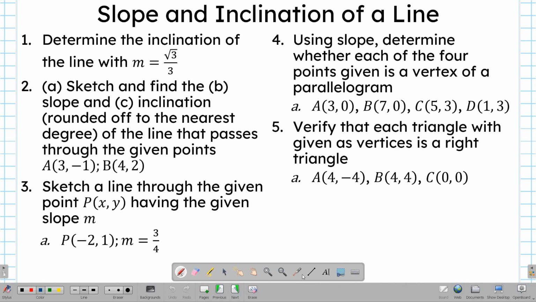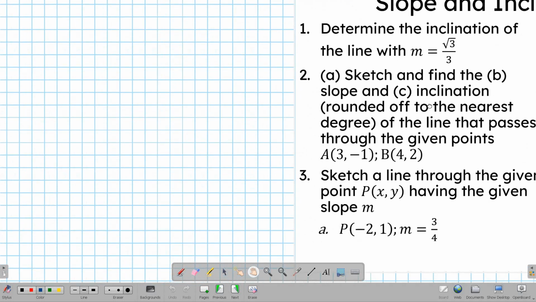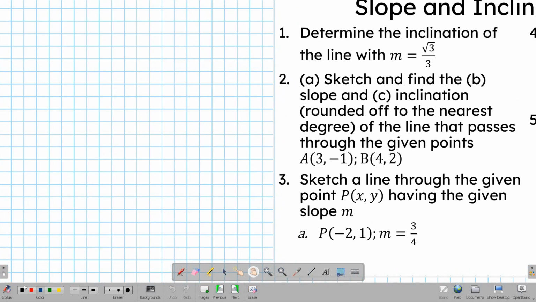So let's have some problem solving involving slopes. First, we are asked to determine the inclination of the line with a slope of square root of 3 over 3. So for number 1, we're asked to find the inclination. That's an angle theta, given that the slope is square root of 3 over 3.